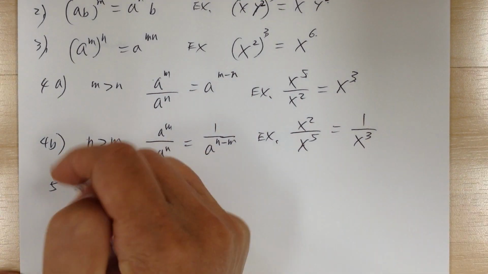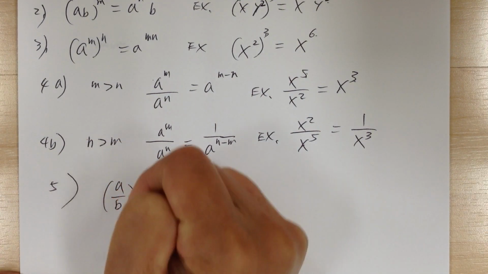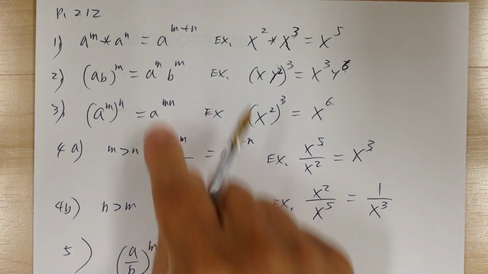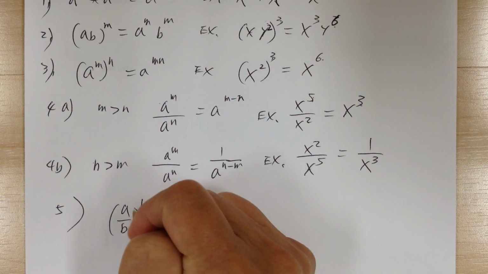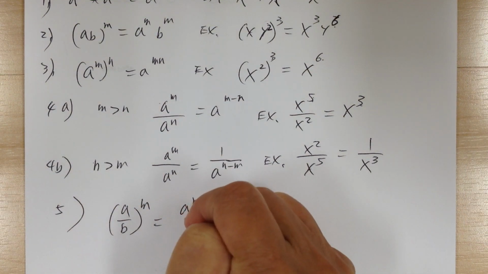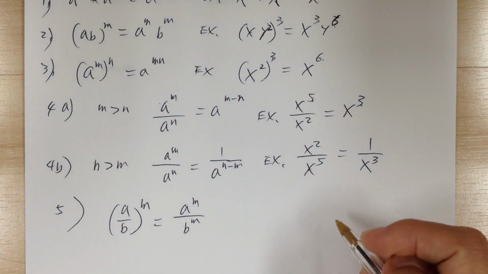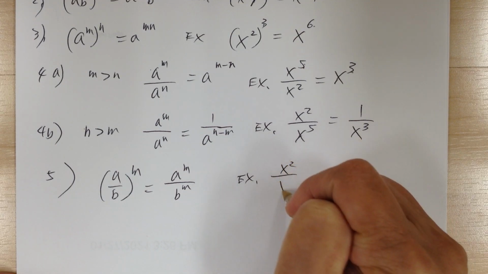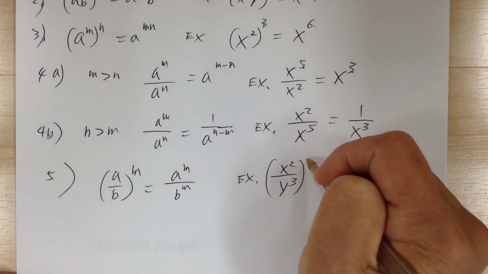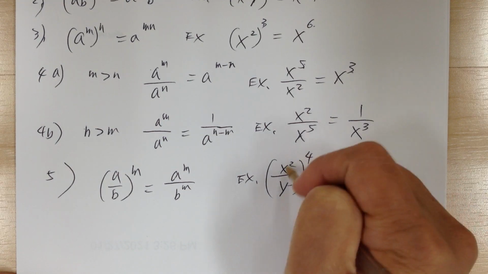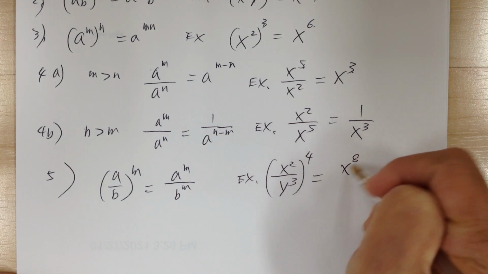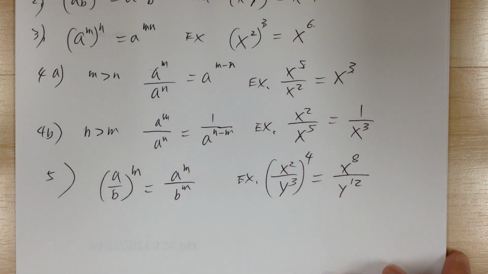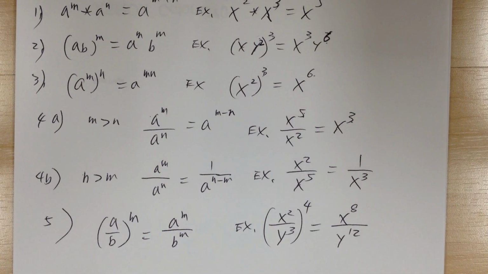Okay, and the fifth law, we got (a over b) to the m. So you just distribute. This is the same as number 2, it's just that this one, the b is on the bottom. So you're going to get a to the m over b to the m. Example: let's say you have x squared over y cubed, to the 4th power. Again, you just distribute. So you get x to the 8 over y to the 12. I just distribute to each one. Those are the rules of the exponents.